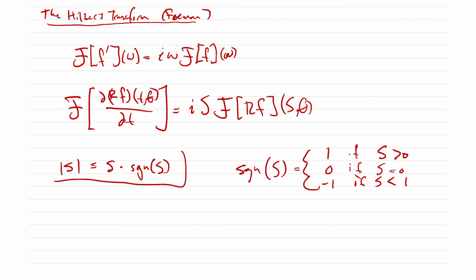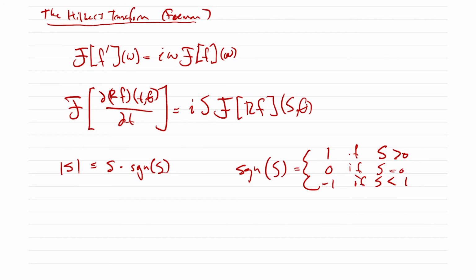The absolute value of s is equal to that, because if s was negative, then the signum of s would flip it to be positive. If s was 0, multiplying by 0 still gives you 0. And if s is positive, then multiplying s by 1 stays positive. So what we're going to do is slap signum on either side here, and this is what we get.